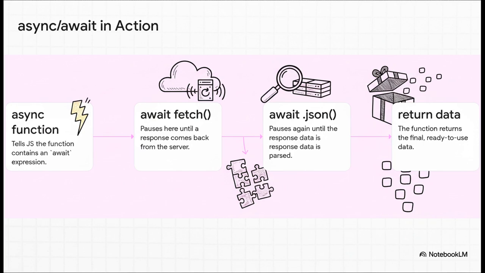Then, inside, you use the magic await keyword. This literally tells JavaScript, okay, pause right here on this line and don't move on until the fetch is done and we have a response. Then it does it again. It pauses until that response is turned into JSON. It makes a really complex flow incredibly simple to read from top to bottom.